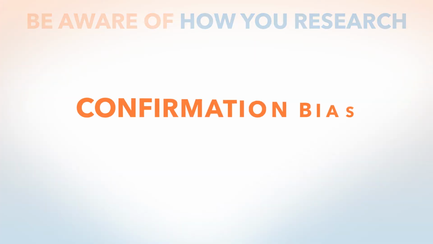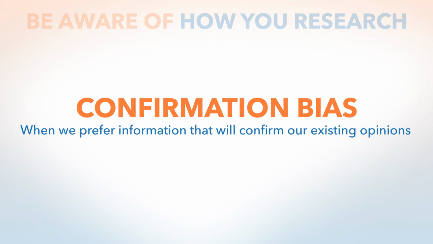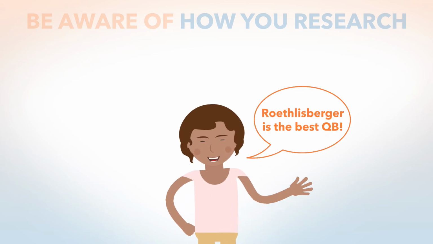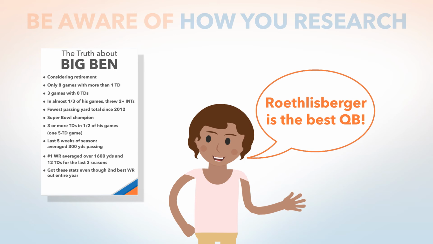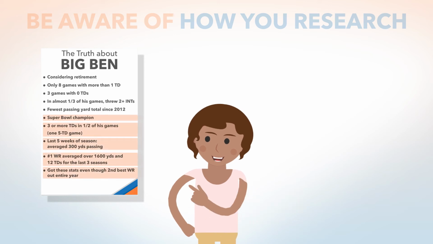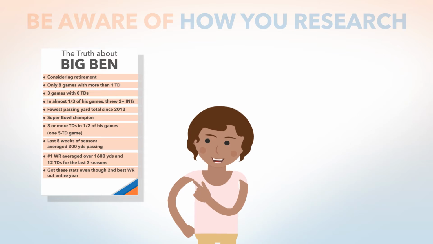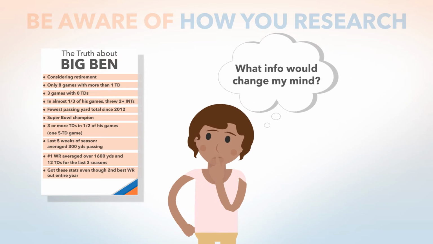When evaluating information, we also need to watch out for confirmation bias, which happens when we prefer information that will confirm our existing opinions. To avoid confirmation bias in fantasy, first identify your existing opinion about a player. Even if you have a big list of reasons why you feel this way, know that there may be more to the story. Instead of making the facts fit the story you've already told yourself about a player, you can avoid confirmation bias when you try to look for the whole truth about him. So remember to ask yourself, what information would it take to change my mind?